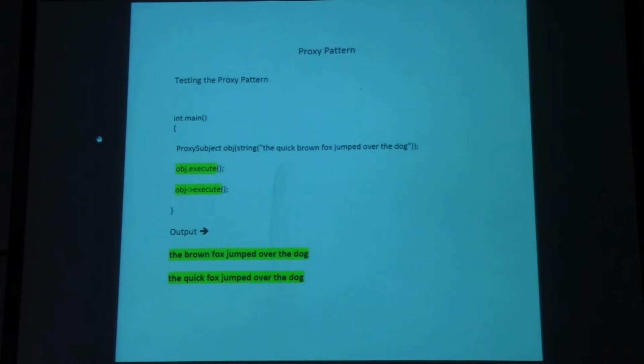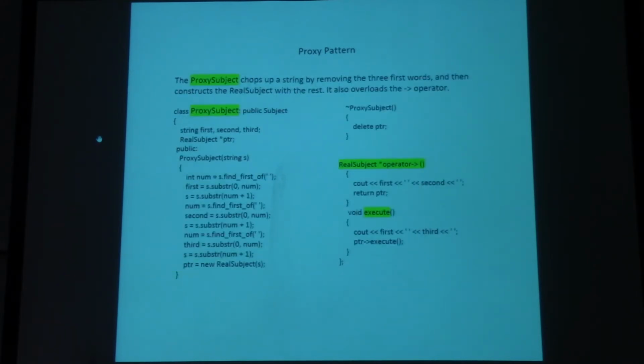What we're going to have is obj pointer execute. As far as we're concerned, when we say obj pointer execute, we're executing the execute method from here. Well, what are we actually executing? The ProxySubject execute method is here, right? It's going to output the first, space, and the third, and then it's going to output what? Space, and then it's going to say pointer execute. Well, what's pointer? Pointer is the real subject pointer. What's the real subject?